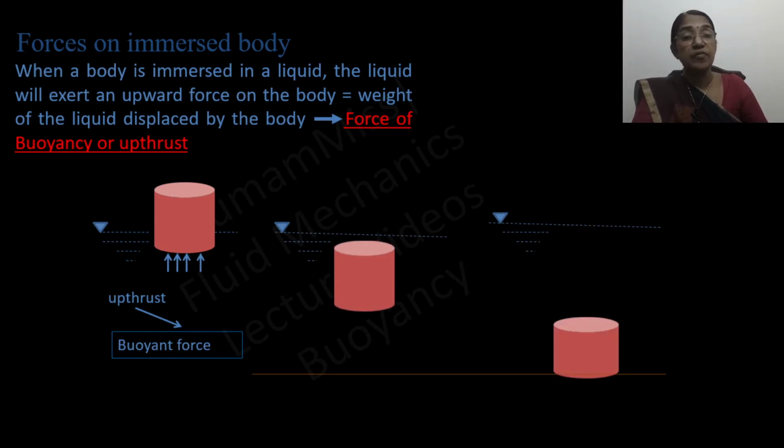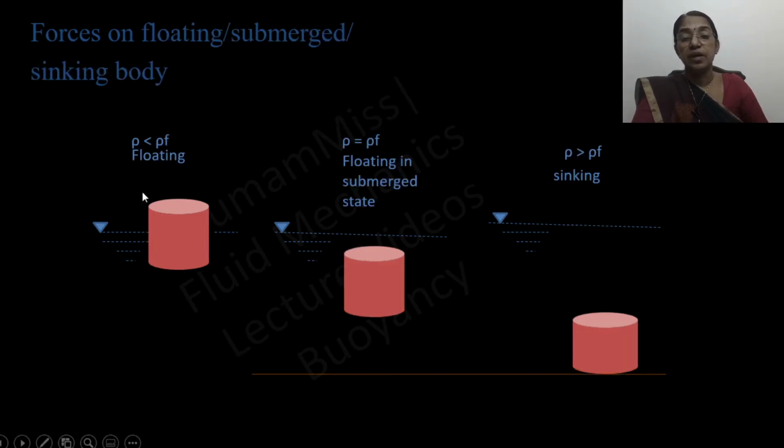The submerged volume fraction of the floating body is equal to the ratio of the average density of the floating body to the density of the fluid. If ρ is the density of the floating body and ρf is the density of the fluid, if ρ is less than ρf, the body will float. If ρ is equal to ρf, the floating body will remain in a submerged state, whereas if ρ is greater than ρf, the body will sink.